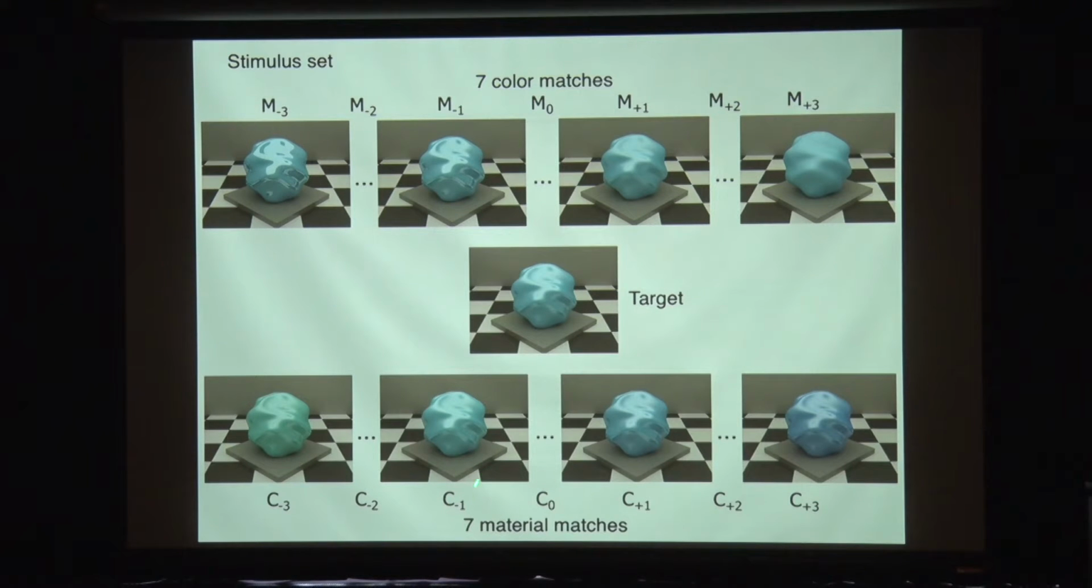Then, in addition, we had 7 material matches, so they had the same geometric reflectance properties, but as you can see, we got greener in one direction and bluer in the other direction by varying the matte surface spectral reflectance of the rendered stimuli. And so they vary in color. And again, there was one that was the same as the target and stepping green and blue from there. So we had this set of stimuli, and this would be presented with one of these against one of those on each trial, and the subject would say which one was more similar.